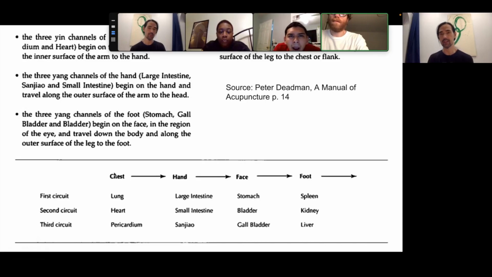And then recognize also that they're organized as chest to hand. So lung starts in the chest, heart starts in the chest, pericardium starts in the chest, goes to the hand. Large intestine, small intestine, and triple heater start in the hand, go into the face. Stomach, bladder, and gallbladder start in the face, go to the foot. Spleen, kidney, liver start in the foot and then go back to the chest.